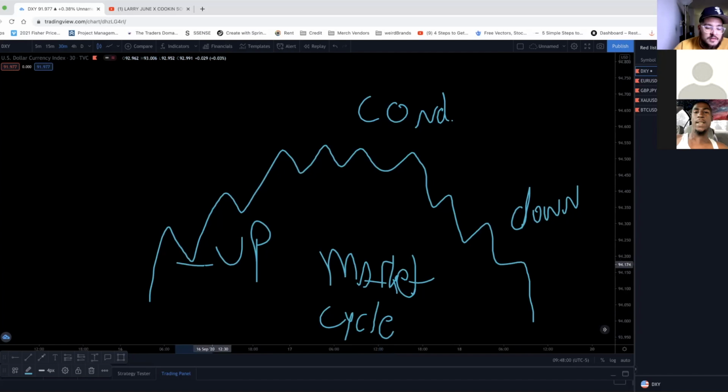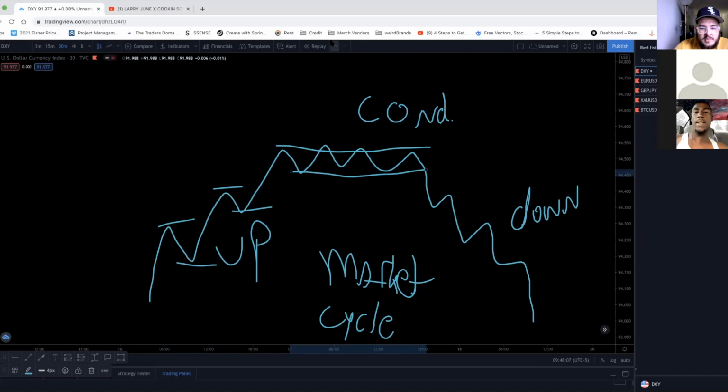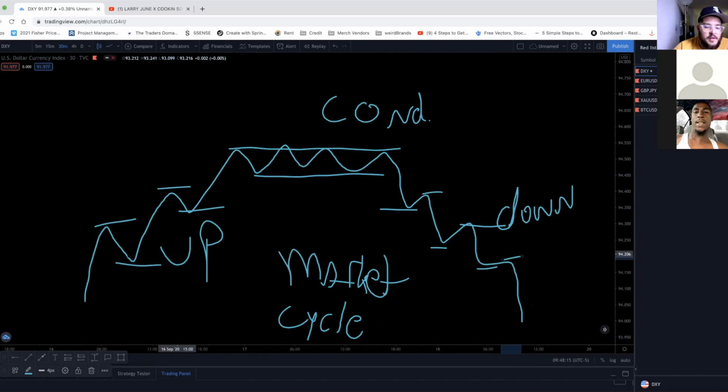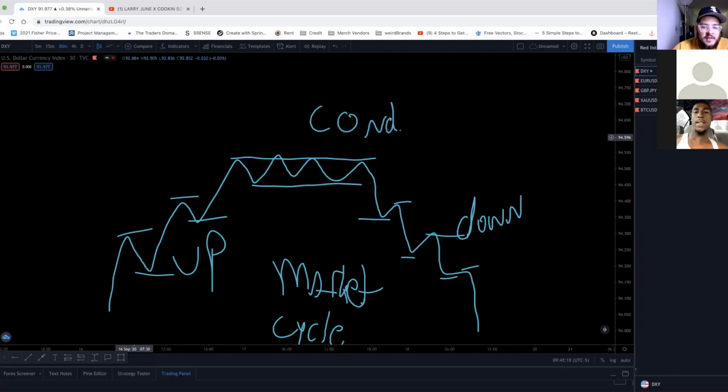Y'all very well know this. Lower highs, higher highs, lower highs, higher highs. Support and resistance, or resistance and support, right? There's a resistance here, there's support here, new lows, right? Lower highs, new lows, lower highs. The way that this makes sense in the market, right?